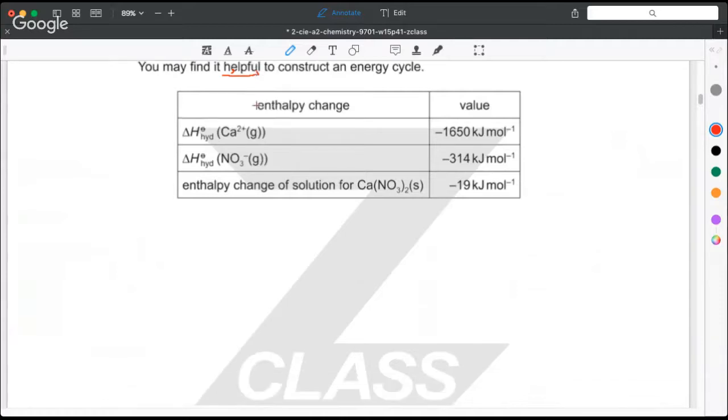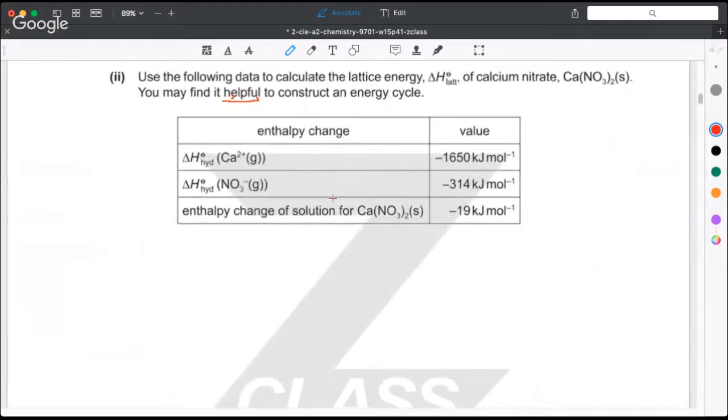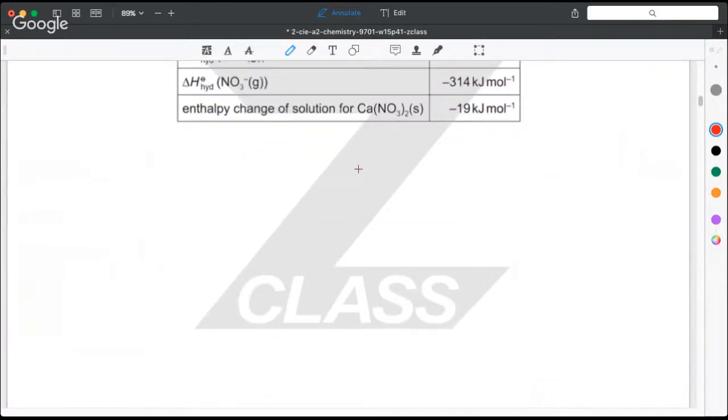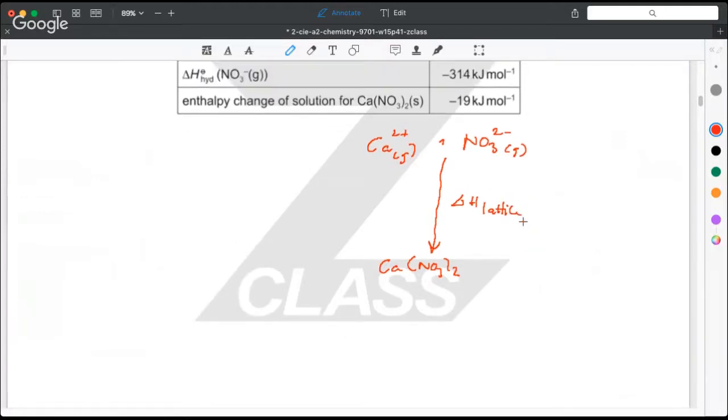And the energy cycle you're going to draw is you've got to find out, haven't you, the lattice energy for calcium nitrate. And the lattice energy, well, you need to know that lattice energy is when you've got gaseous ions. There's the calcium ion that's gaseous, and you've got these two nitrate ions that are gaseous. And so the lattice energy is when those gaseous ions become calcium nitrate solid. That's the lattice energy, that one, from gaseous ions to the solid ionic compound.